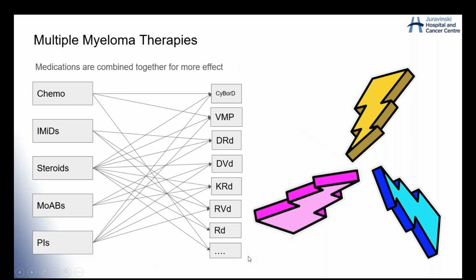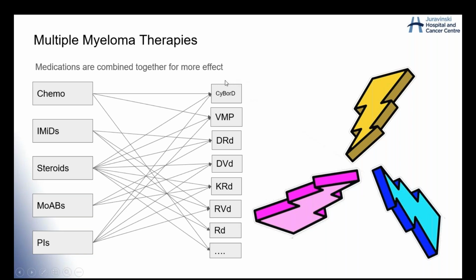In the middle there, these are the most common regimens that we use to treat. And a regimen really is a group of medications that are used together to treat the myeloma. So, for example, if we look at the first one, CyBorD, this is a combination of 3 medications from 3 different classes. There is the cyclophosphamide, the Cy, from the chemo group. There is the Bor, which is the bortezomib from the proteasome inhibitor group, and there is the D, or dexamethasone, from the steroid group, and so on.